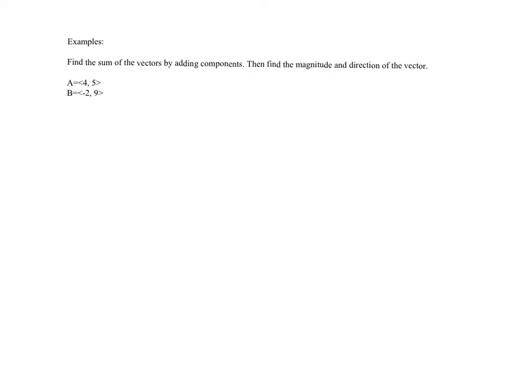So let's look at another example. In this case, we have two vectors. We want to add them together by finding components, and then we want to find the magnitude and direction of the vector. So if we graph this, vector A is going to face the first quadrant, something like this. Vector B is negative 2, 9. So it looks something like this. So geometrically, the vector sum is going to look something like this. So it looks almost like it's in quadrant 1. So this would be vector A plus B.